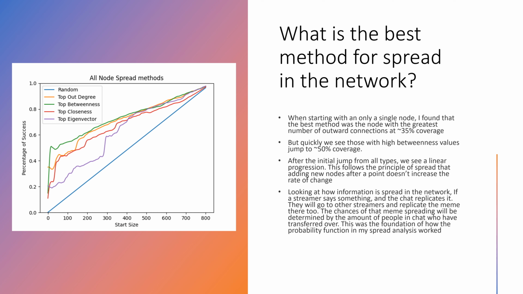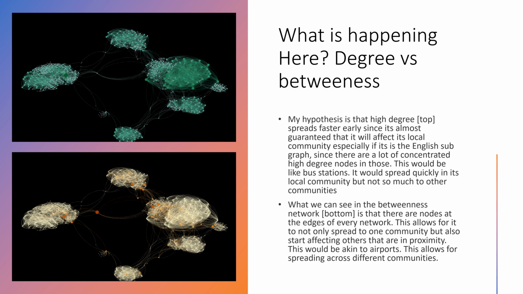Looking at how information is actually going to be spread on this network, if a streamer says something and then the chat replicates it, they will go to other streams and replicate that meme there too. The chances of the meme spreading will be determined by the amount of people in chat who have transferred over. This was the foundation of how the probability function in my spread analysis worked. So we have two top contenders here, high out degrees and high betweenness.